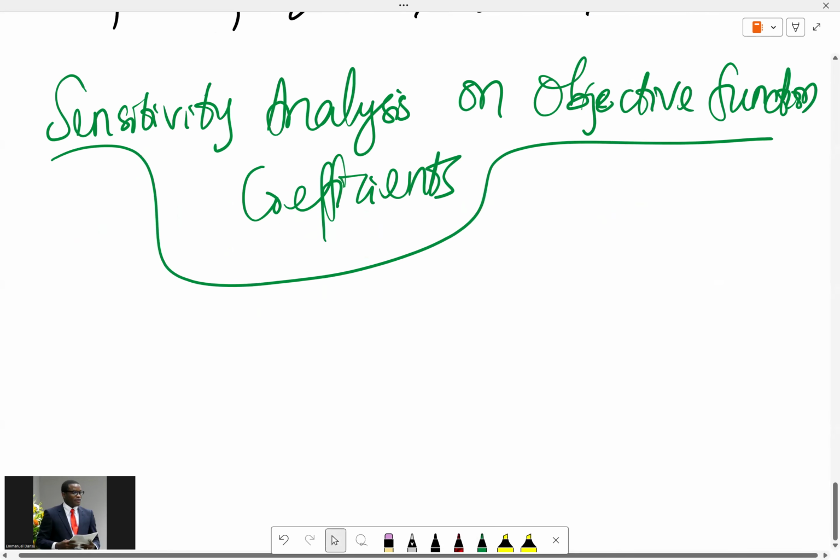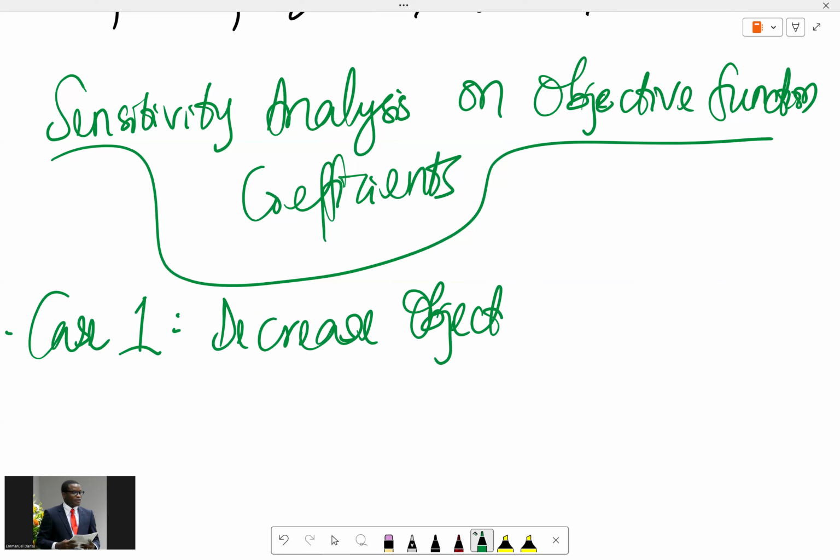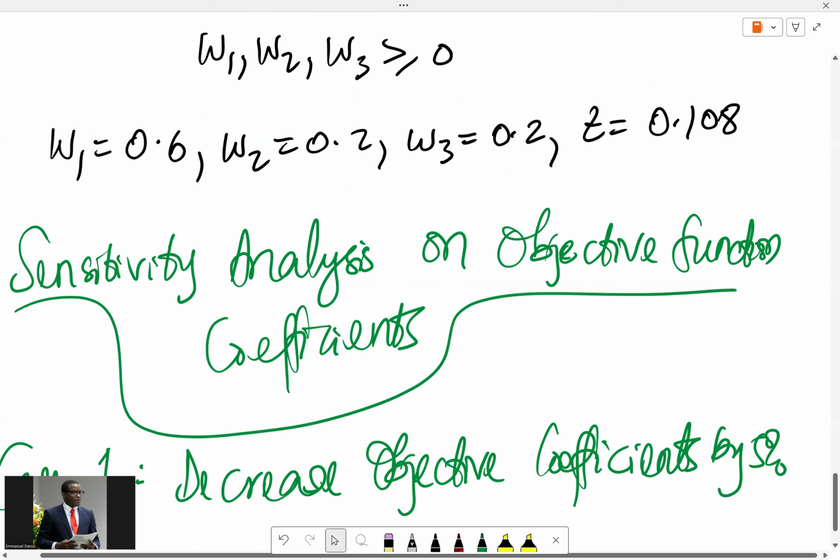Now, can we look at a case? Let's look at case one where we have a decrease. Case one, let's check that. Let's imagine we want to decrease the objective coefficients by 5%. Okay. All the objective coefficients we want to decrease by 5%.